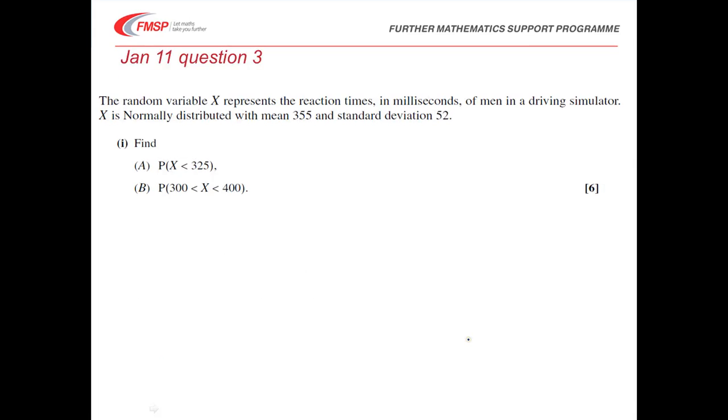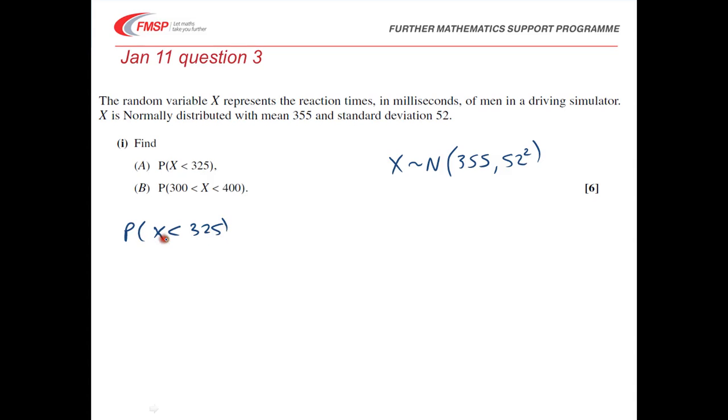So, straight into questions with this one. January 2011, question 3. We've got a random variable x, and it represents reaction times in milliseconds of men in a driving simulator, and we're told that x is modelled as a normal distribution with a mean of 355 and a standard deviation of 52. So we're asked to work out the probability that x is less than 325.